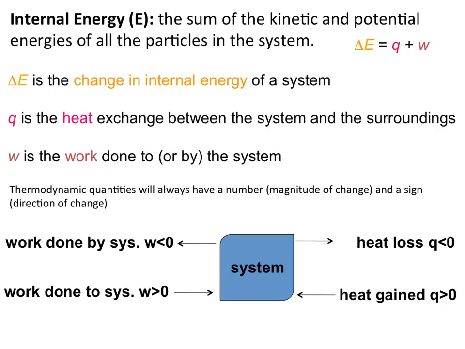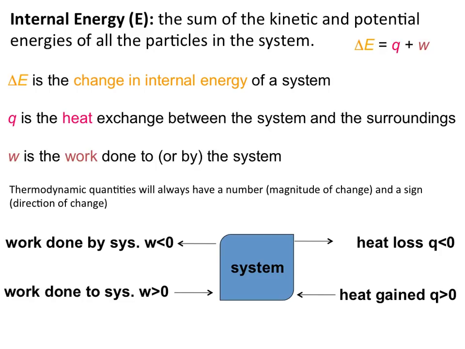In that same vein, if a system loses heat, your Q value, or your heat value, is going to be negative. If the system gains heat, the Q value will be positive. So these types of numerical values will be plugged into the equation here, and that will dictate the overall change of delta E. Depending on what happens with the heat and the work, you may have a system that's losing energy or a system that's gaining energy, based on the consideration of both Q and W.